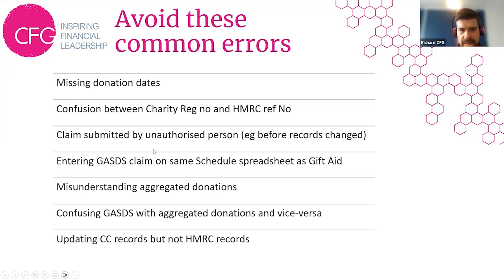Just to double check on the claim submitted by an authorised person, to repeat that, it will just bounce. They won't necessarily say this is why it's a problem. They will just withdraw the claim.